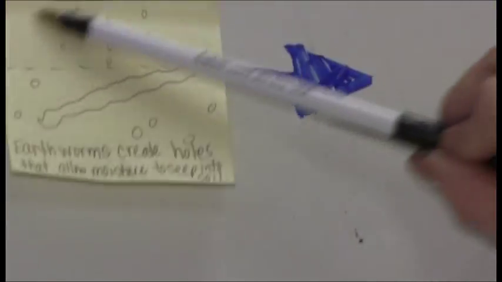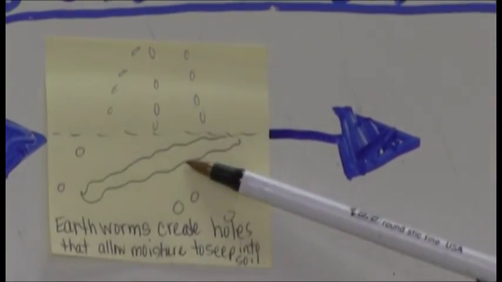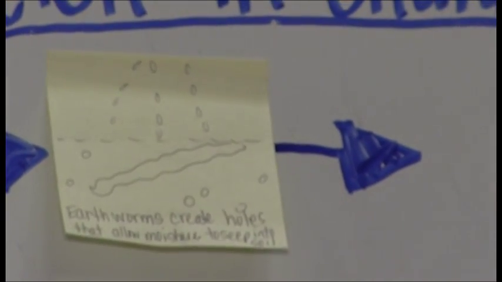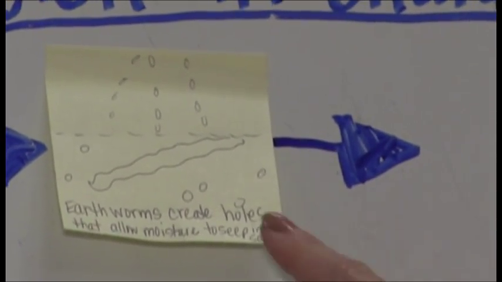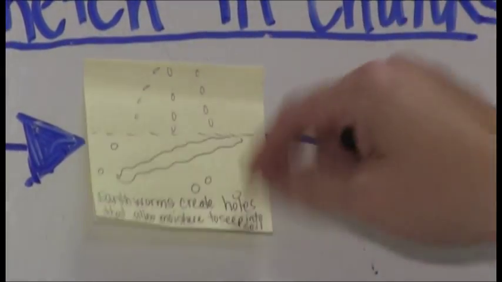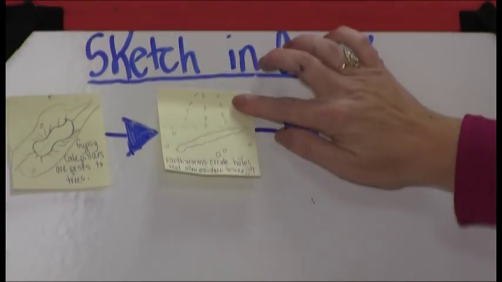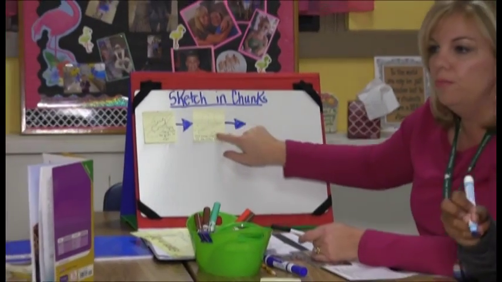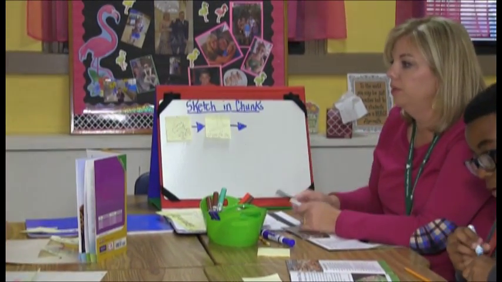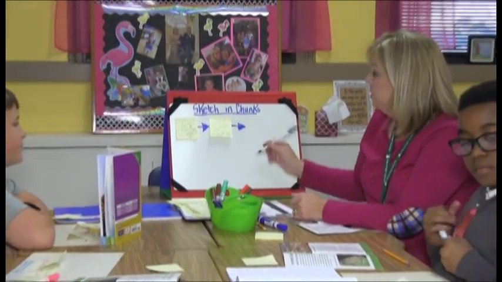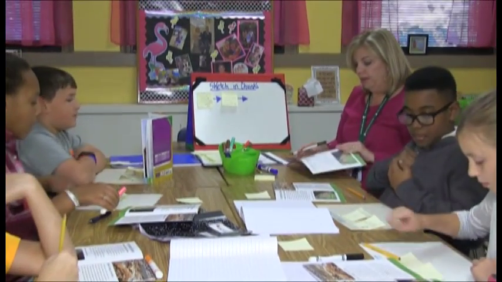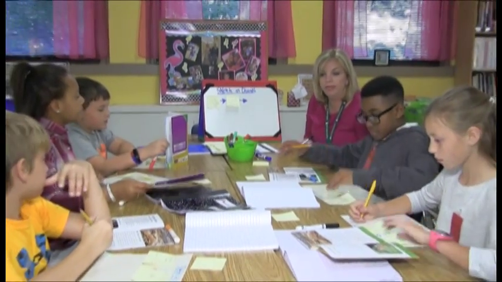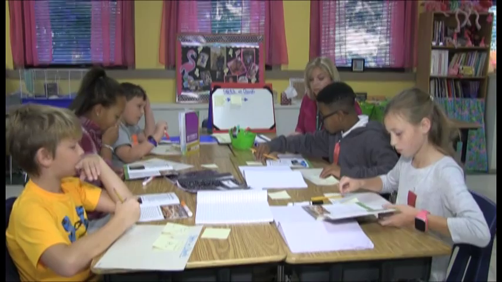And then the second paragraph talked about how the earthworm went down into the dirt and created holes, and those holes that it created in the soil allowed raindrops to go down into the soil and help the earth, right? So let's go to the third paragraph. I'm going to let you read the third paragraph by yourself.